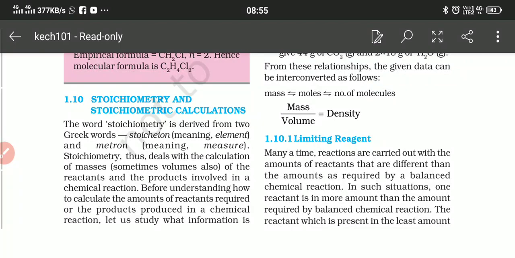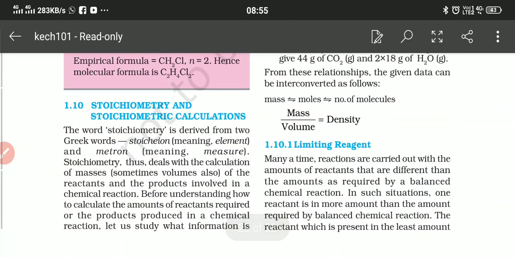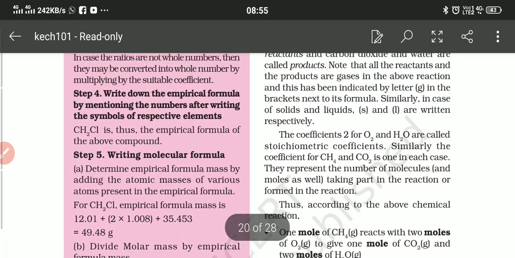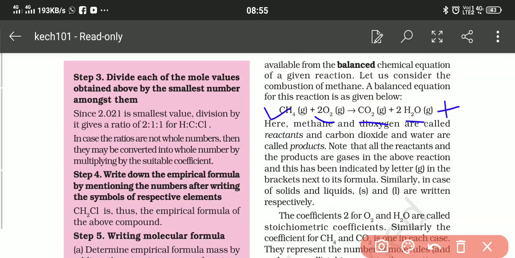If we cook food, we know that a desired amount of chili and salt gives tasty food. In the same way, in a chemical reaction, desired amounts of reactants are required to complete the reaction. For example, say 1 mole of methane requires 2 moles of oxygen to burn and produce carbon dioxide, water and heat.